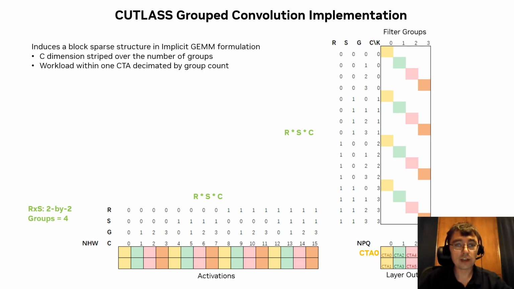Notably, the 16 channels of the activations tensor are striped over the 4 groups for this problem. Group indices are color-coded, and the filters tensor shows the relationship between the filter groups and the inner and outer GEMM dimensions.